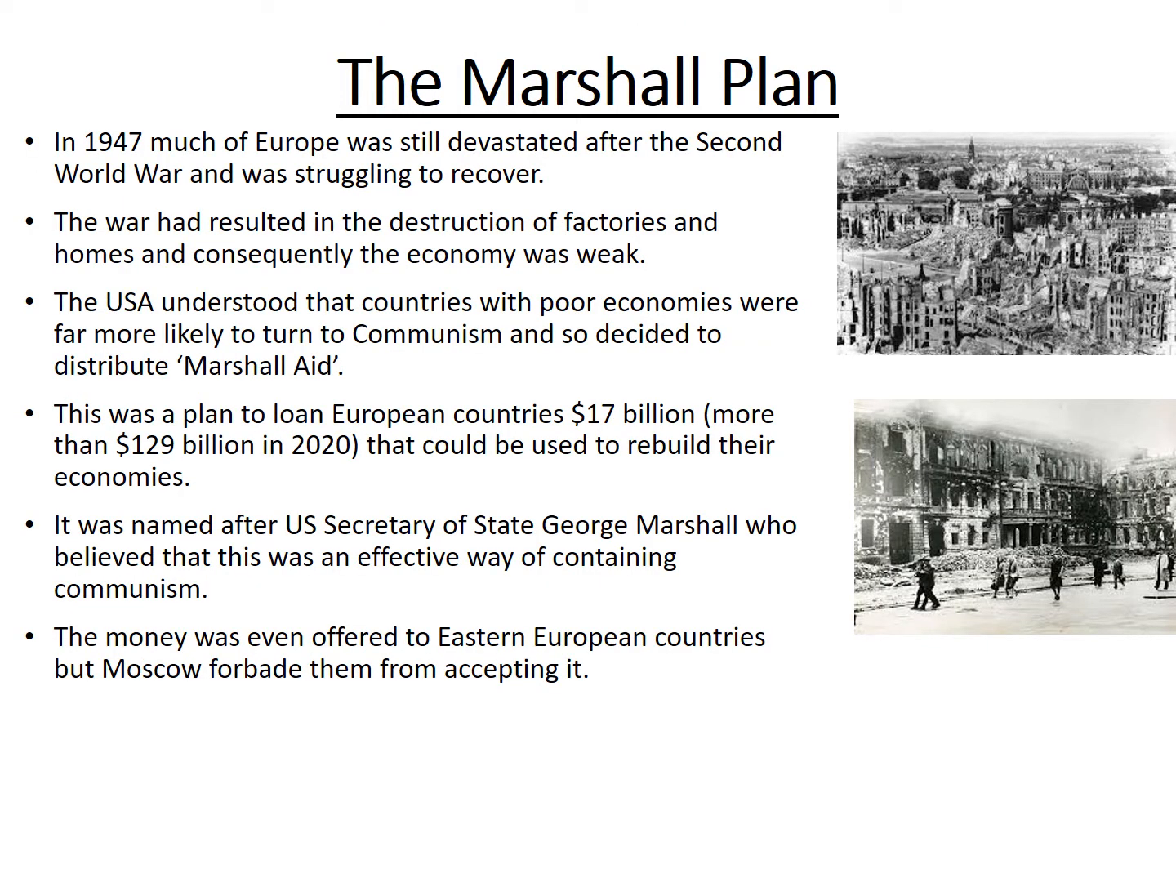So in 1947, most of Europe is still devastated after the Second World War, and we can see that in some of the images here. Particularly across Europe, the carpet bombing of European cities by the RAF and the US Air Force had completely destroyed them. Factories had been destroyed, homes had been destroyed, the economy was weak. And the USA understands that countries that have a poor economy, that haven't got a large income, are much more likely to turn to communism.